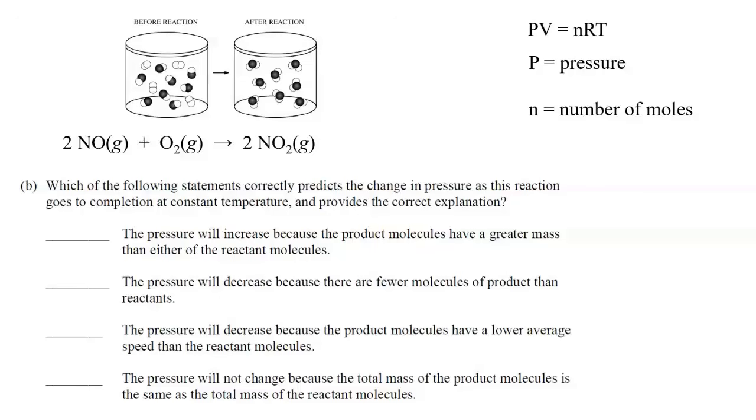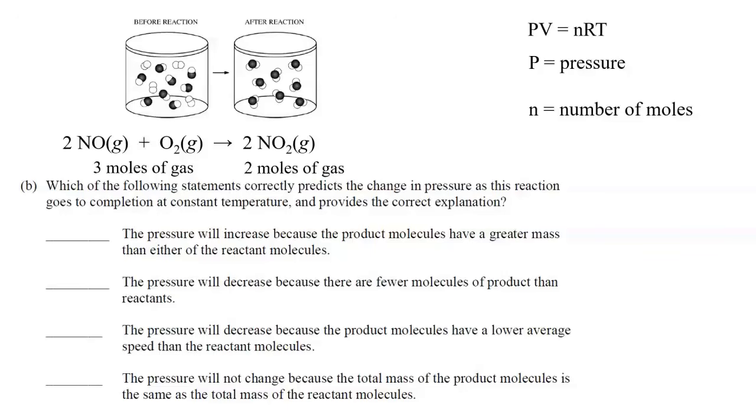Well, on the left, we have 2 moles of NO and 1 mole of O2. That's a total of 3 moles of gas for the reactants. But on the right, we have 2 moles of NO2. That's 2 moles of gas. So the number of moles of gas is actually changing as this reaction proceeds. You can also see in the particle diagram, we go from 12 molecules depicted on the left, and then we have 8 molecules in the particle diagram on the right.